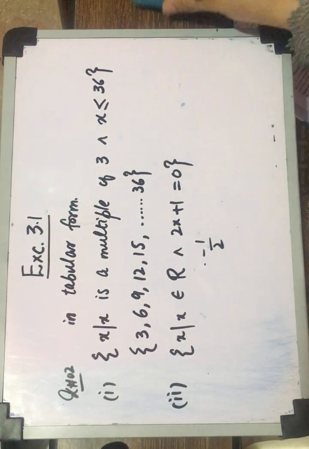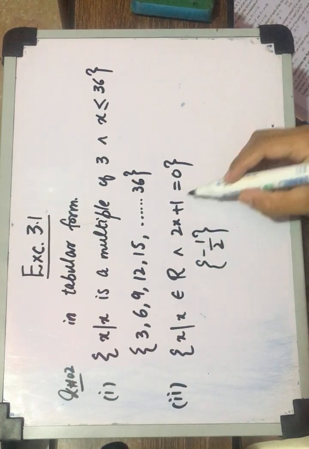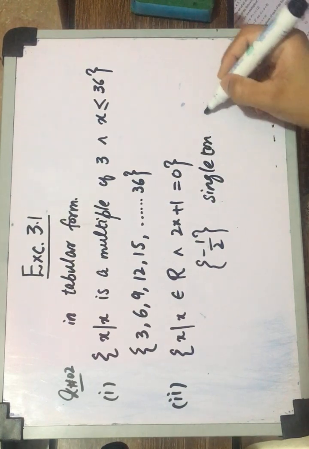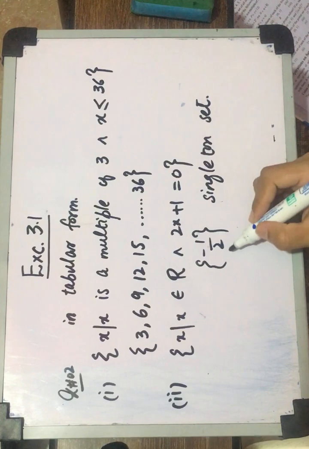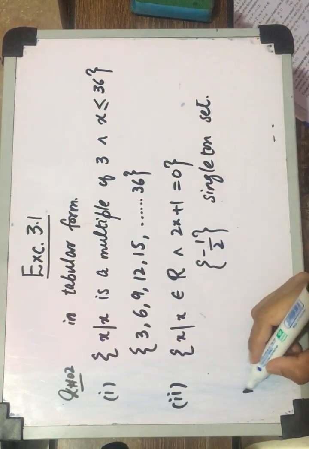So if we have a single element in any set, then we can say that this set is a singleton set. A set having only one element is known to be a singleton set.